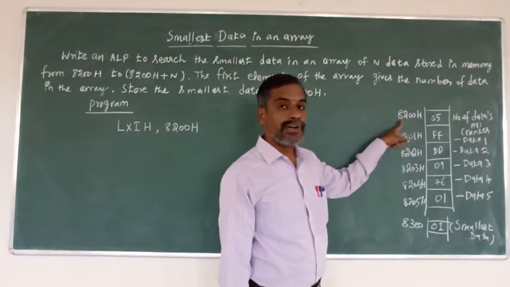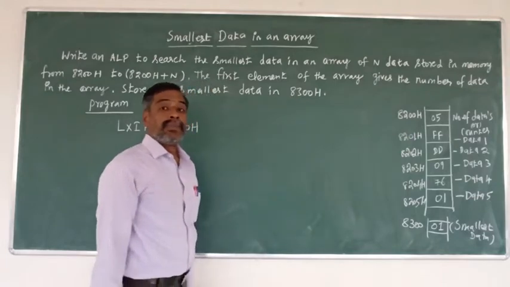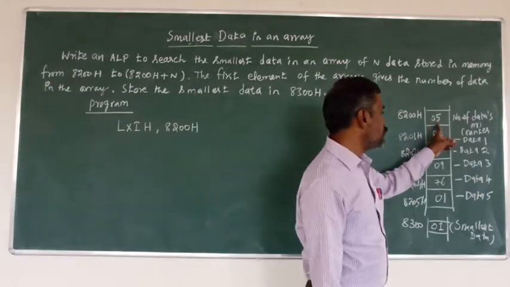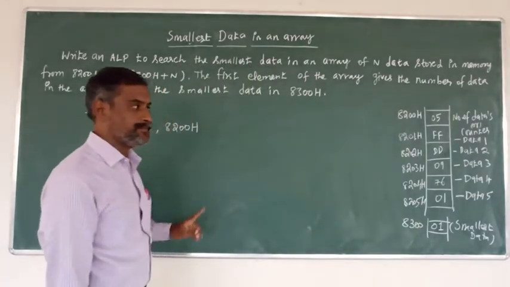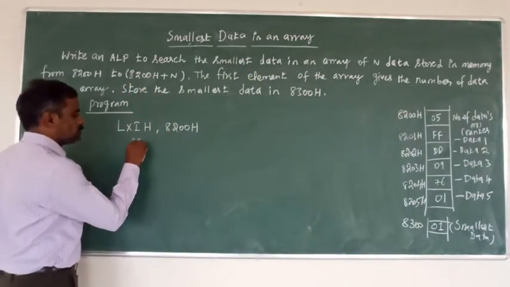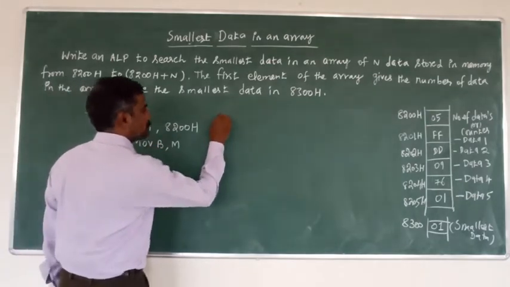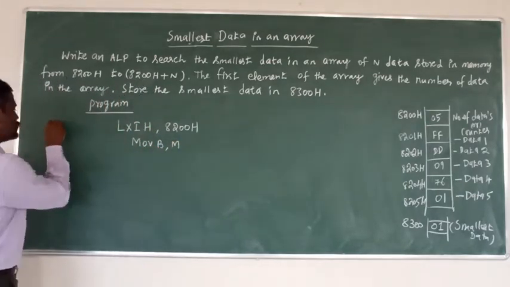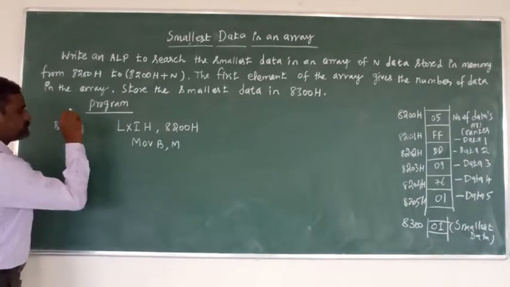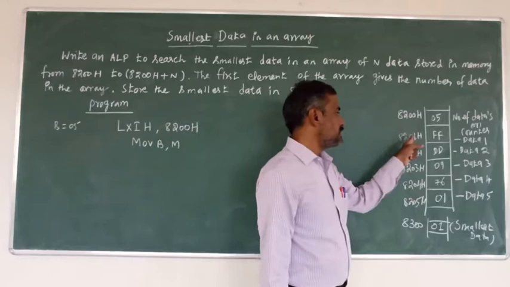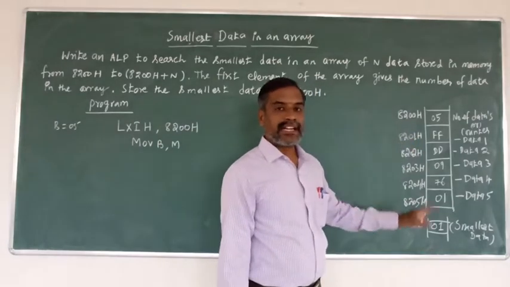These two represent the memory. Now the number of data at the memory address location is moved to the B register: MOV B, M. Now B is 05.